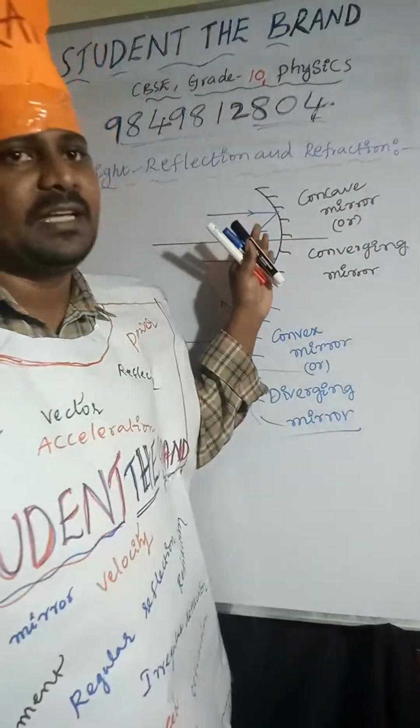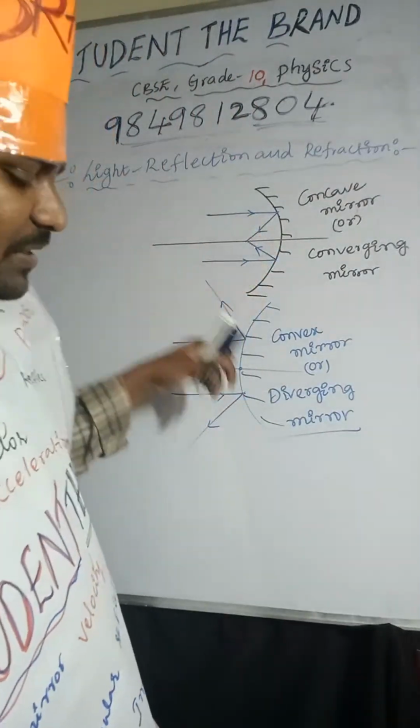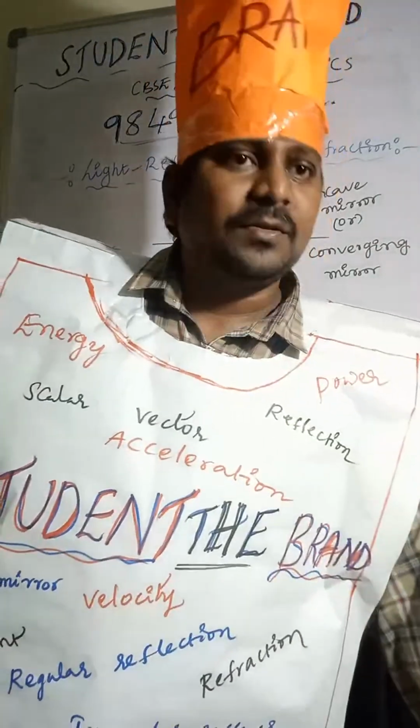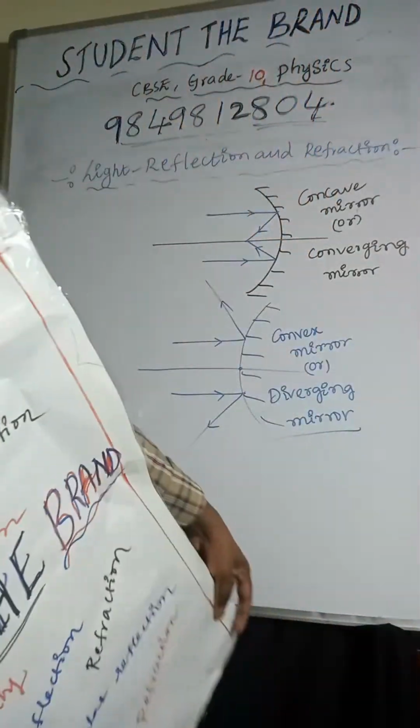Concave mirror is also known as converging mirror, whereas convex mirror is also known as diverging mirror. Next one we will discuss about ray rules.